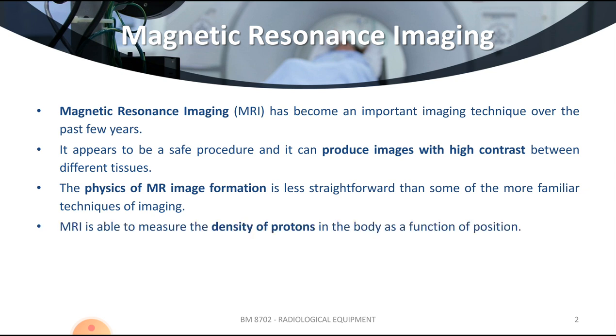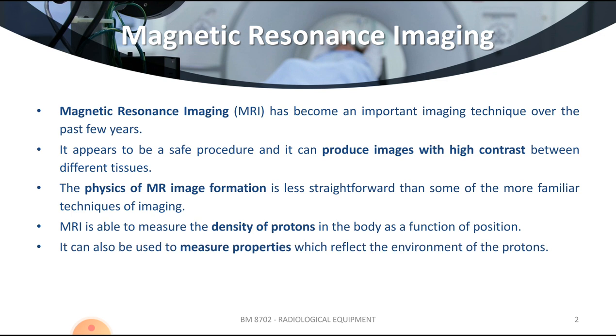So, MRI is able to measure the density of protons in the body as a function of position. Like every atom, it has a proton, neutron, and an electron, right? Based on the protons, we are able to image the different tissues inside the body, and we are able to measure the density of the protons and also their position. So, these two things are the basis of MRI imaging.